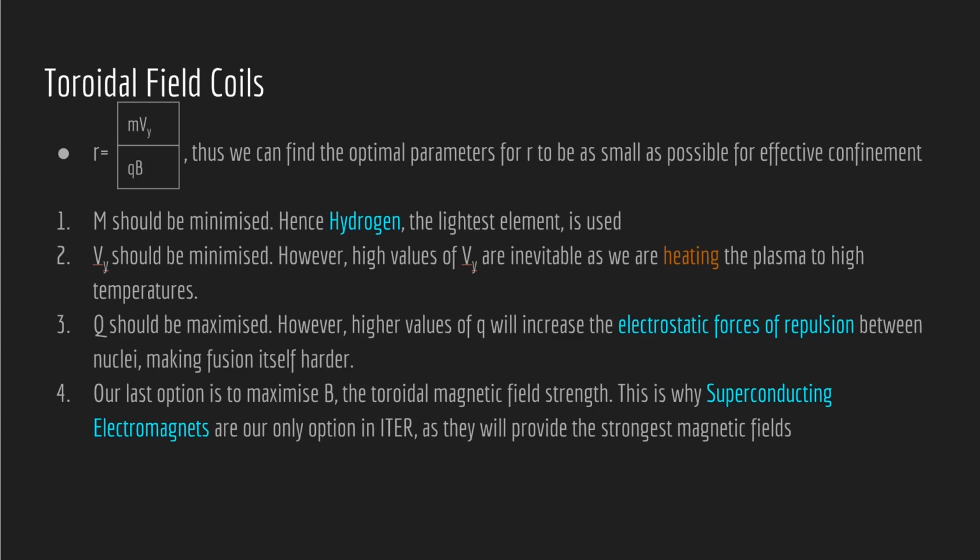However, if we increase the charge of our hydrogen, this will actually increase the electrostatic forces of repulsion between nuclei, and this will make fusion itself harder, which is our end goal here. So our last and only option is to maximize B, the toroidal magnetic field strength. This is why superconducting electromagnets are our only option at ITER, as they will produce the strongest magnetic fields.